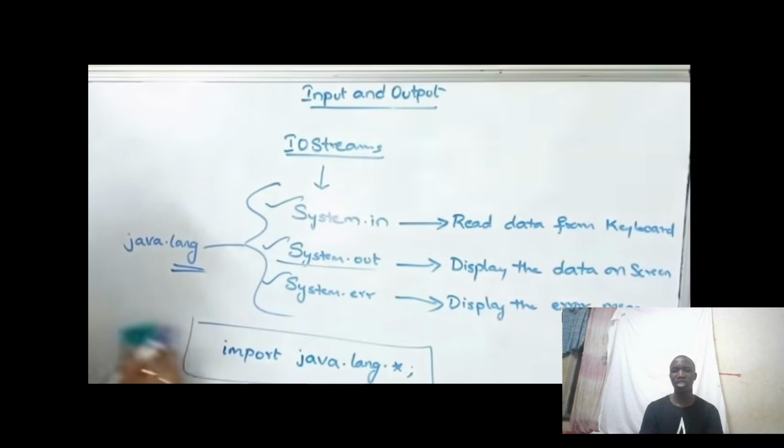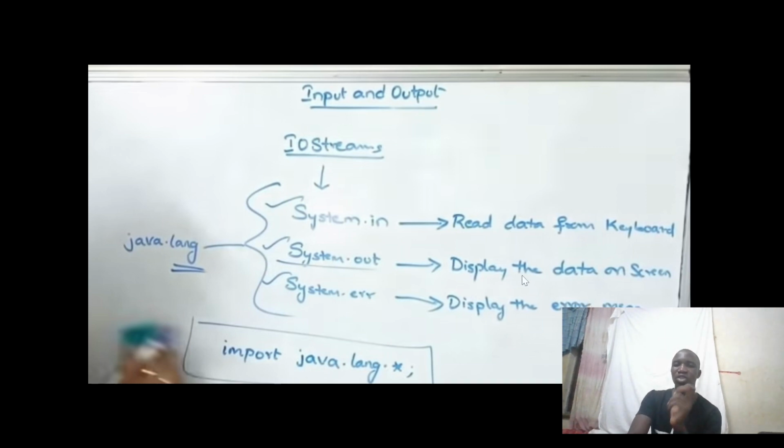Someone can ask you to explain what each stream does. System.in reads data from the keyboard. System.out displays data on the screen; I think you have seen us using it. System.err displays the error message.